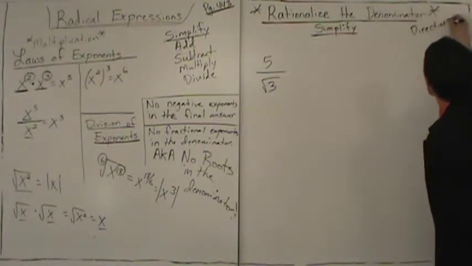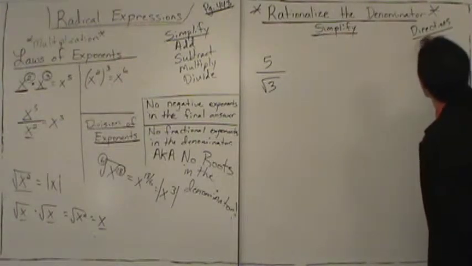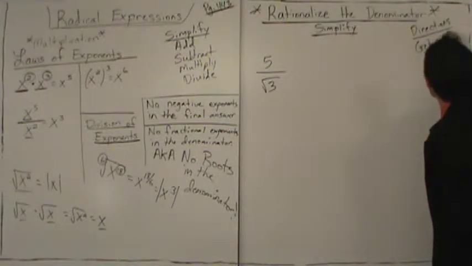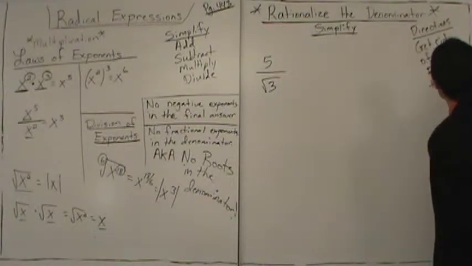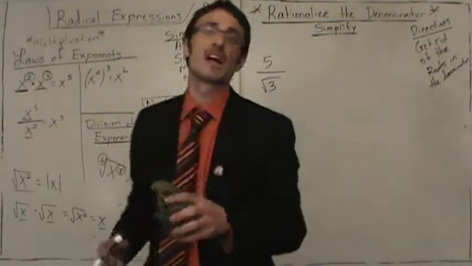Think of rationalize your denominator as specific directions. And what do these directions mean? The directions mean to get rid of the roots in the denominator. So we're going to get rid of the square root of 3 in the denominator. And how do we do this?